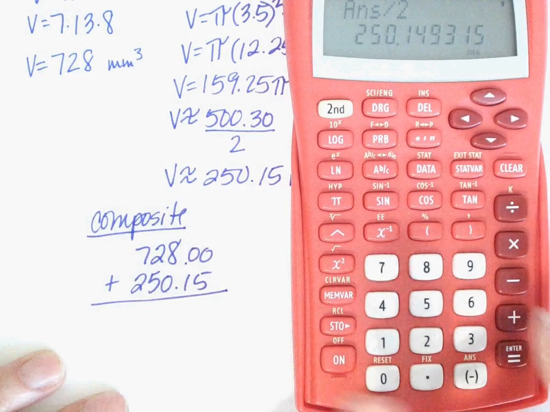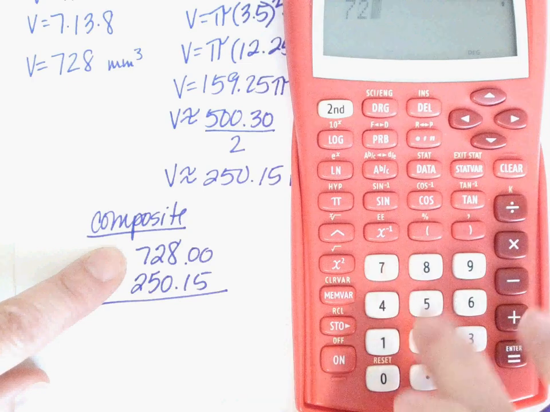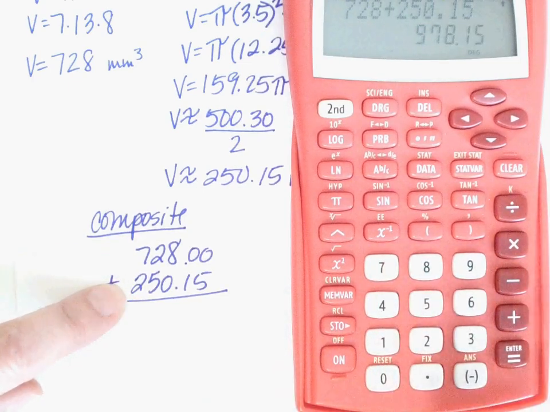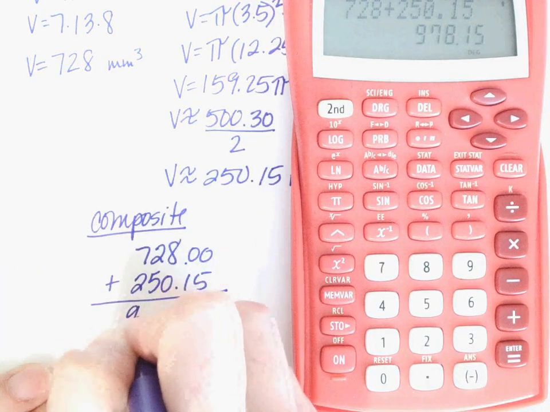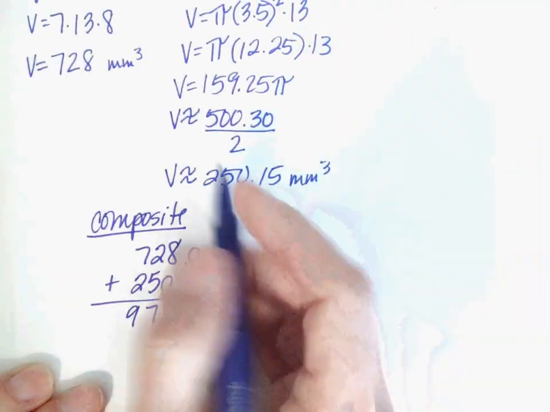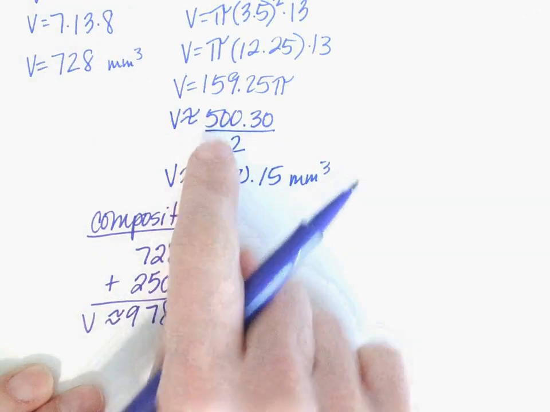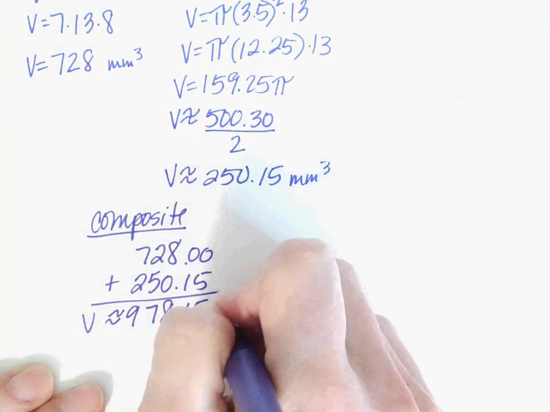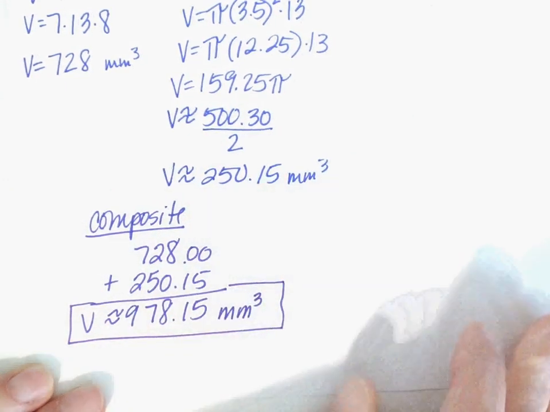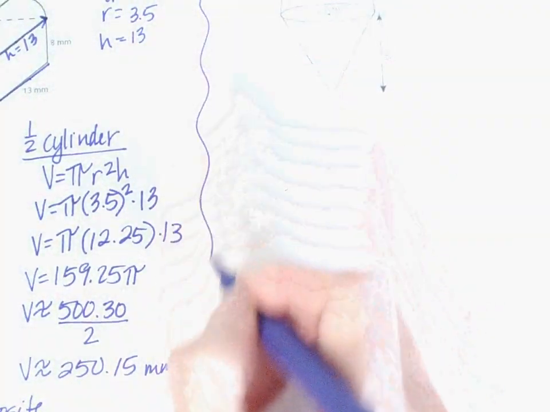And in my calculator, I'm going to clear out what I have, and I'm going to recopy exactly what I wrote down. So 728 plus 250 and 15 hundredths, and I end up with 978 and 15 hundredths. This has been approximated, this has been rounded from right here, so I'm going to keep that symbol, and this is millimeters cubed. This is what we get for the final answer. Okay? All right, let's jump over to our second example.